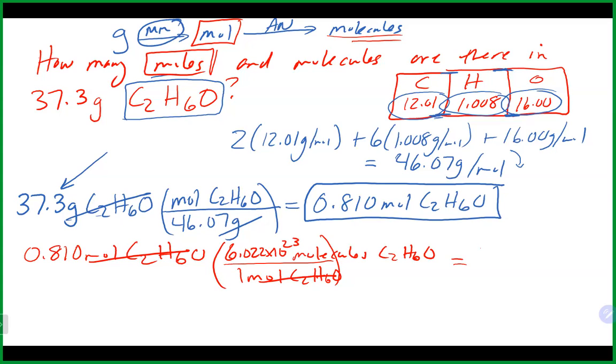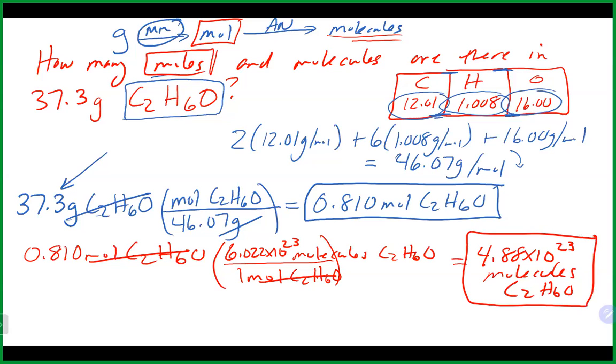And that would get us something like 4.88 times 10 to the 23 molecules here of C2H6O in this case. So those are both of the answers here. Any questions on any part of that? Grams to moles, moles to grams, molecules, Avogadro's number. Questions? Okay, we're wrapped up there.